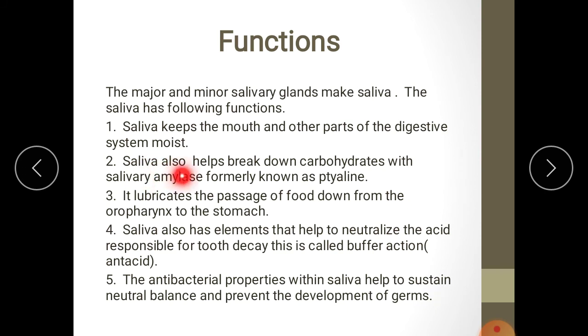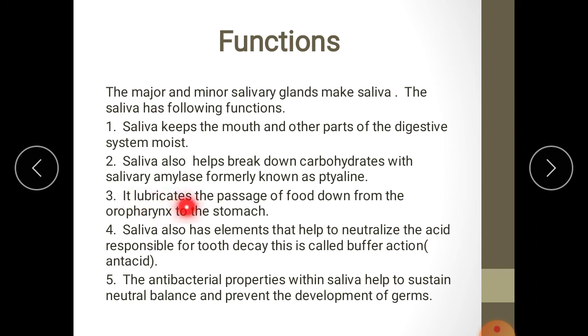So saliva also helps break down carbohydrates with the salivary amylase, formerly known as ptyalin. You know that carbohydrate digestion starts from the mouth. So in the mouth, the food is mixed with the saliva. Saliva has salivary amylase. Salivary amylase acts on polysaccharide, glycogen or starch. So that starch is converted into the disaccharide maltose by the action of salivary amylase.